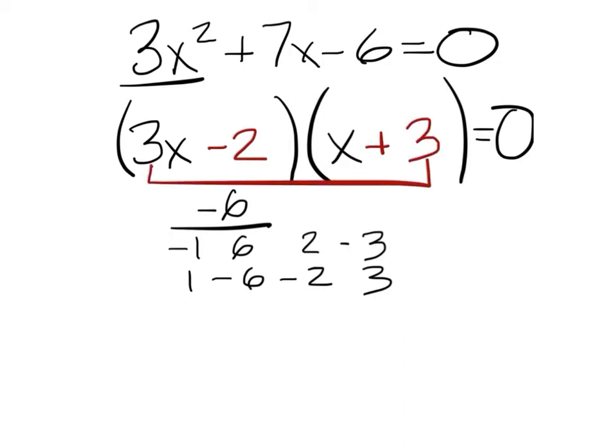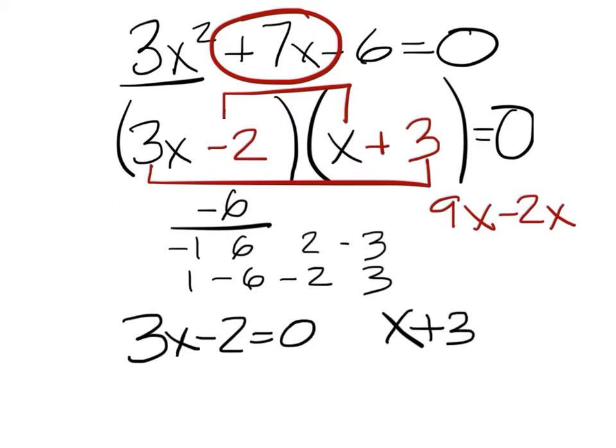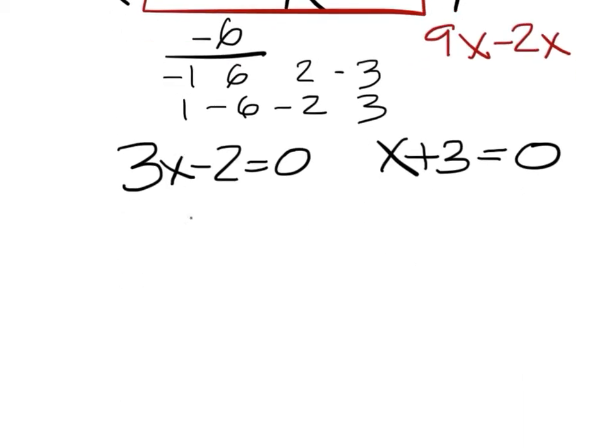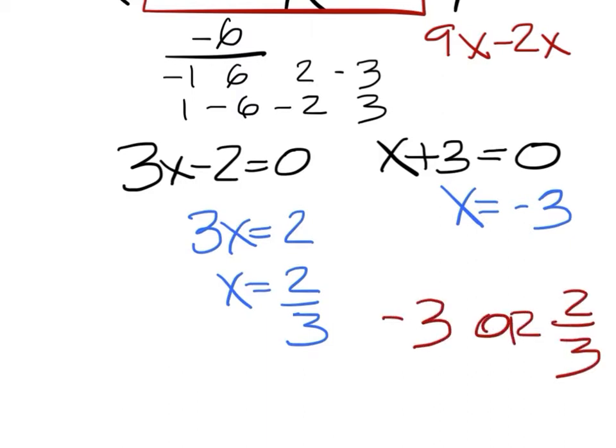If I go here, that gives me a 9x. If I go there, that's minus 2x. That does equal 7x. So 3x minus 2 equals 0, and x plus 3 equals 0. Solve each one of those. 3x equals 2, divide by 3, and then this one is simply a negative 3. So for your answer, you should have a negative 3 or 2/3.